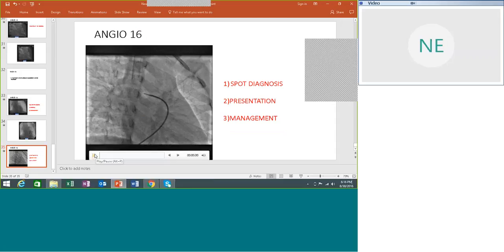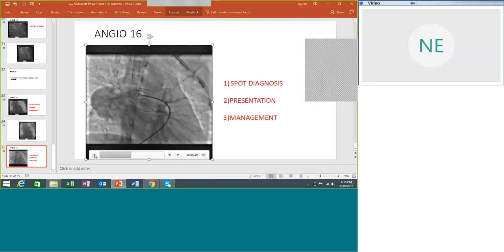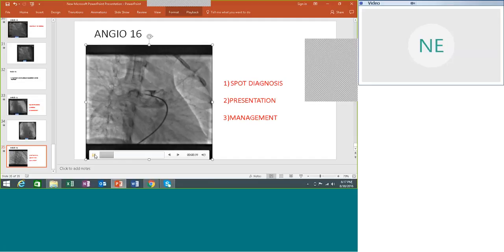Okay, this is the last angio. Yeah, you have to answer this. This is about an 8-9 year old child with absolutely normal cardiac anatomy on a routine echo, but severely cyanosed. Anyone please guess? An 8-year-old child with severe cyanosis with normal intracardiac anatomy by routine echo.